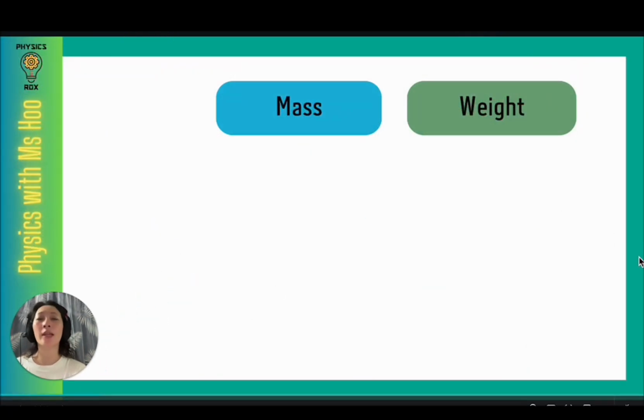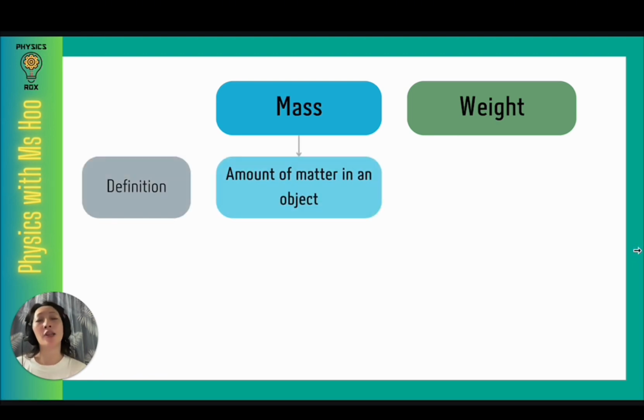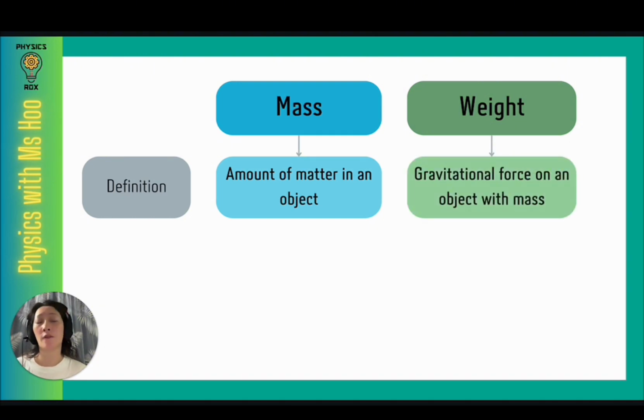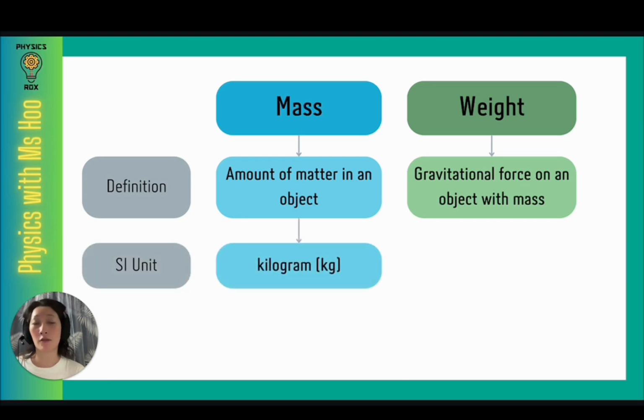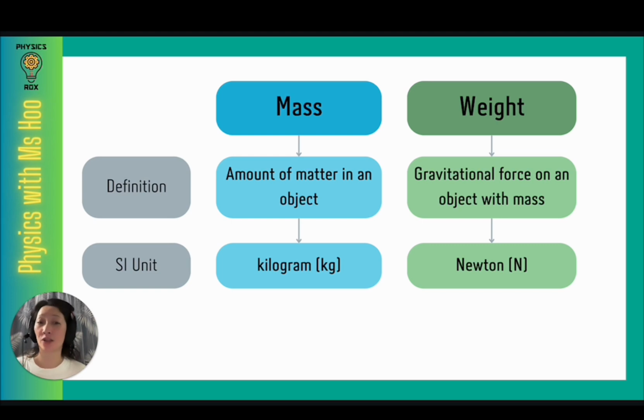First things first, we need to know the official definitions for mass and weight. The definition for mass is the amount of matter in an object, while weight is the gravitational force acting on an object with mass. Now, as easy as it is to understand mass and weight, these quantities are the ones that students tend to get the most confused about. This is because in daily life, we tend to use the word weight when it's actually mass in physics. You see, the SI unit of mass is kilogram, or short form kg, whereas weight is Newton. Mass is a scalar quantity, whereas weight is a vector quantity.